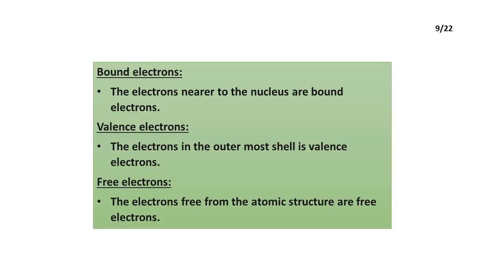Bound electrons. The electrons nearer to the nucleus are bound electrons. Valence electrons. The electrons in the outermost shell are valence electrons. Free electrons. The electrons free from the atomic structure are free electrons.